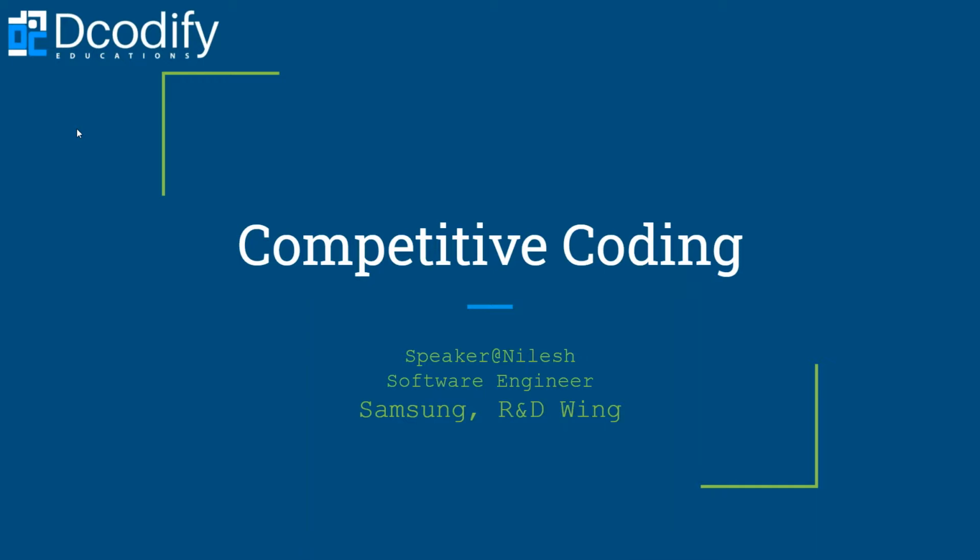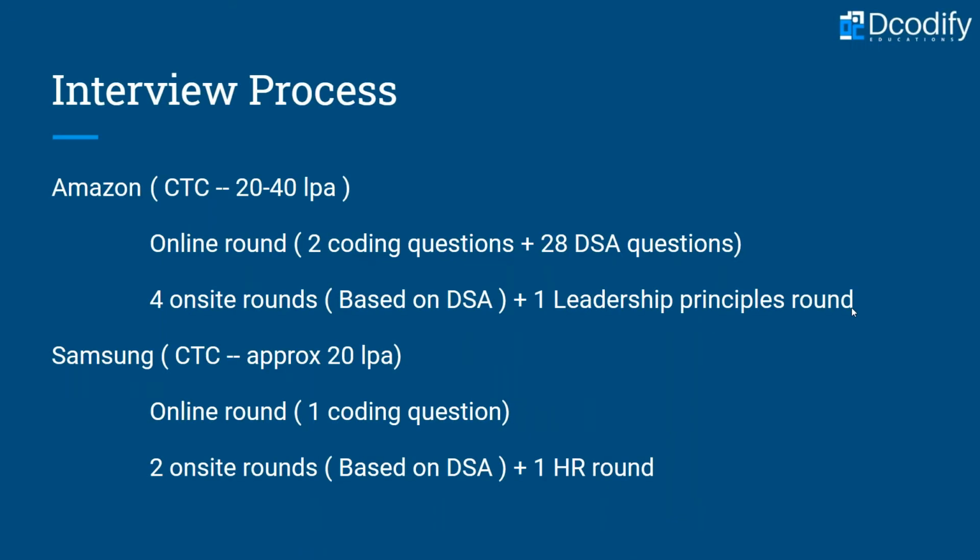companies. Every company, be it service based such as TCS, Infosys, or product based like Amazon, Google, the interview rounds are basically coding rounds. So here competitive coding will help you take a lead. Before starting into how to start competitive coding, let me talk to you about the interview process of a few companies. Companies such as Amazon.